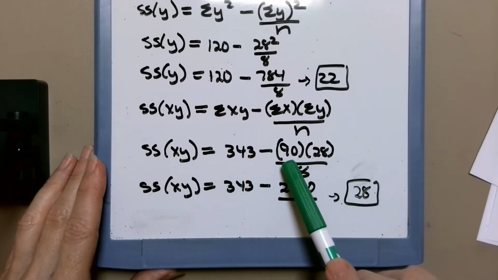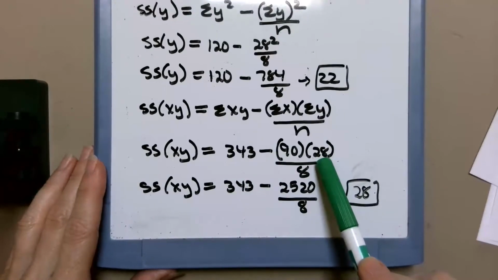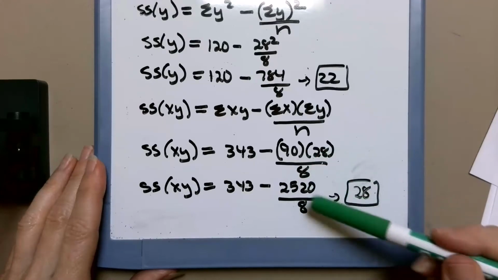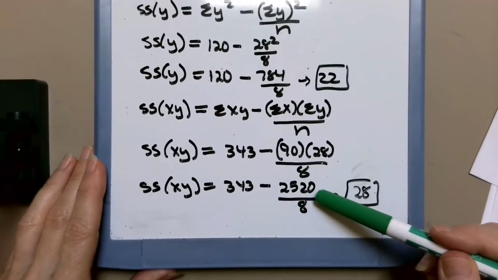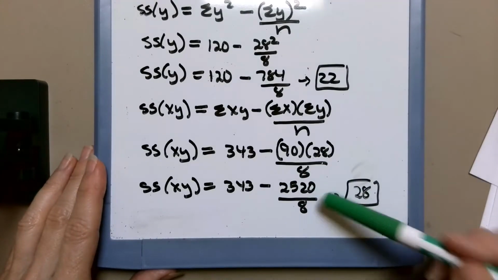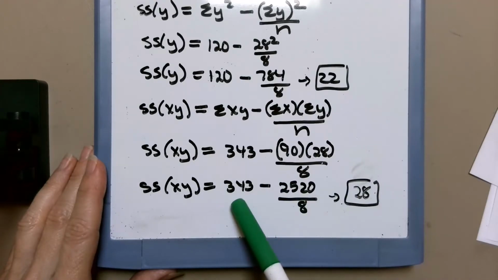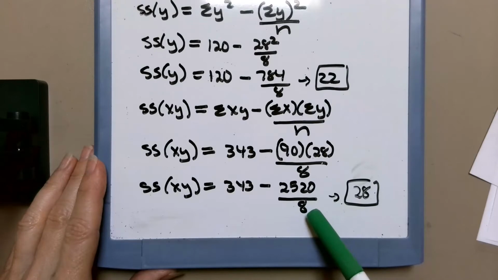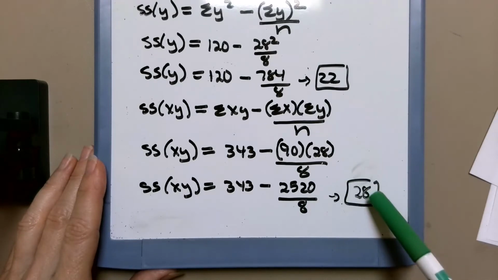Minus the sum of the x column, 90, times the sum of the y column, 28, over n, 8. I'm doing this multiplication here. 90 times 28 gives you 2,520. You could put this into your calculator, 343 minus 2,520 divided by 8, and that should give you the sum of squares of xy, which is 28.